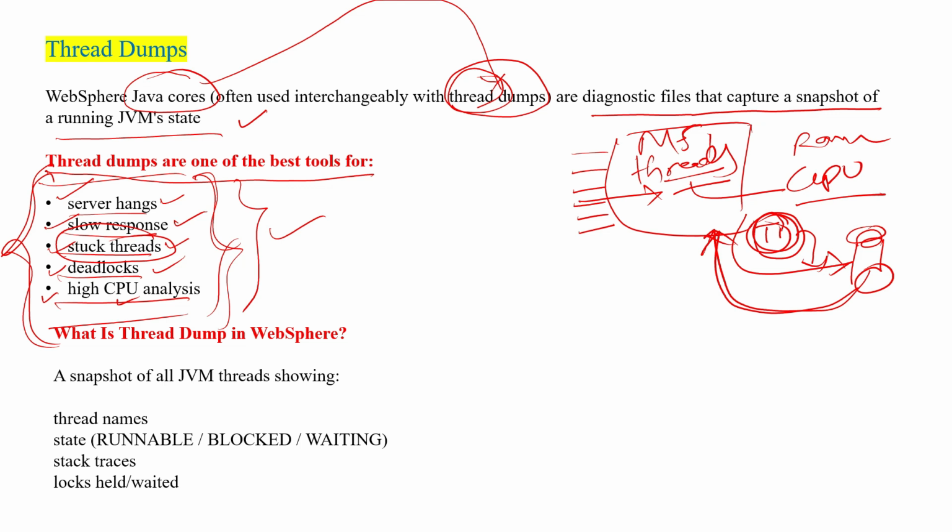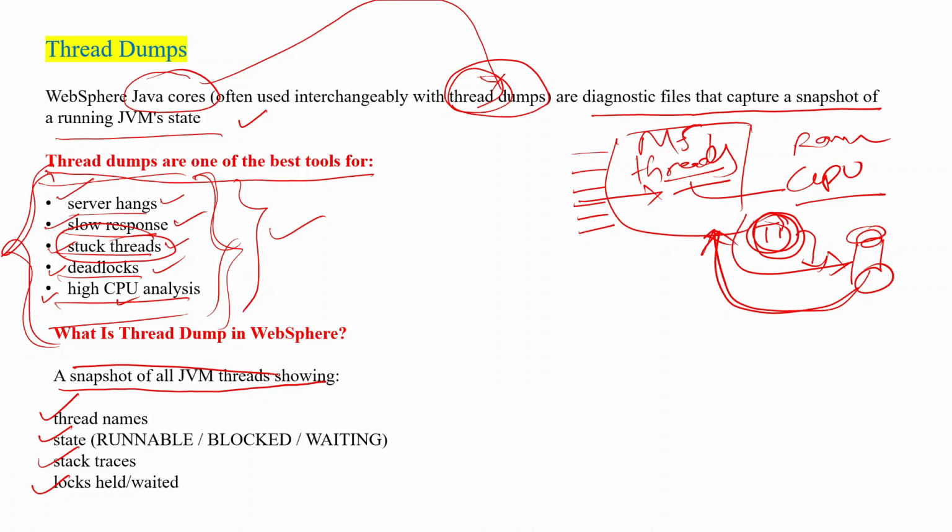So what is a thread dump in WebSphere? It is a snapshot of all JVM threads, which shows you the thread name, thread state, and stack trace, and locks held or waited. That means with respect to each and every thread, there is a specific identity, and there would be a corresponding stack trace, which you can say is the logs of a particular thread. So let us take this thread only.